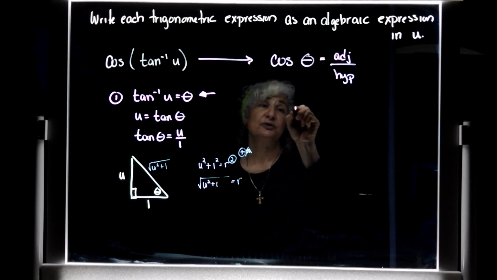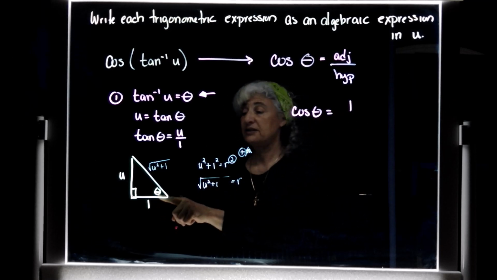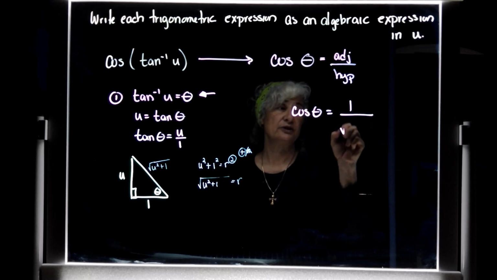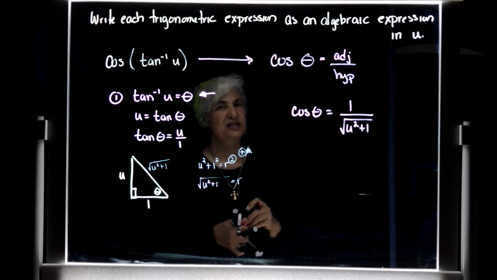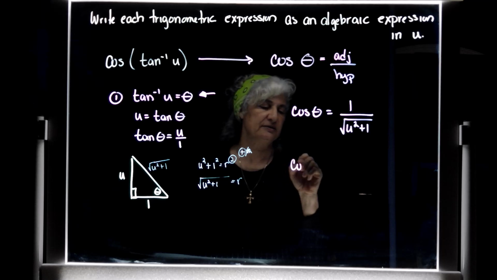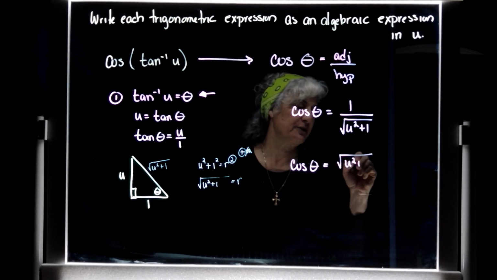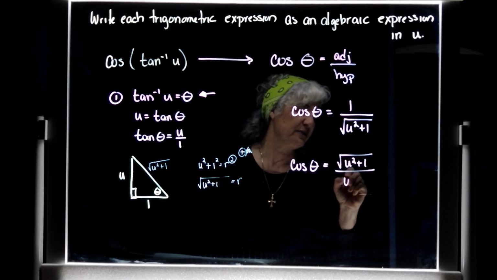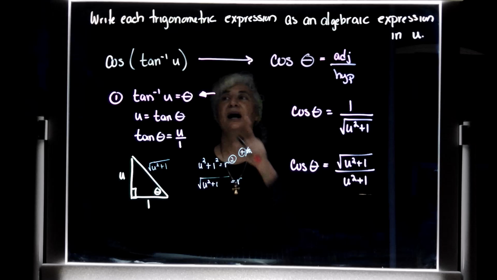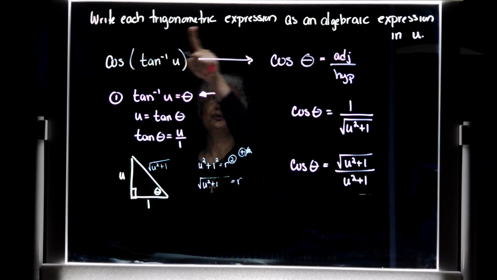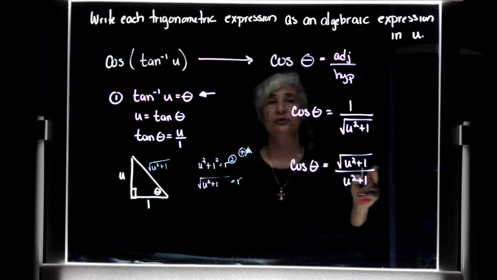So the cosine of theta is adjacent, which is 1. That's the adjacent side to the theta, over the hypotenuse, which is this lovely square root. Are you allowed to leave the square root in the denominator? Nope, got to rationalize it. Okay, so I'm assuming by now you know how to rationalize. I'm going to multiply numerator and denominator by that square root, and so this is the answer I get. I wrote this trig expression as an algebraic expression in the variable u.